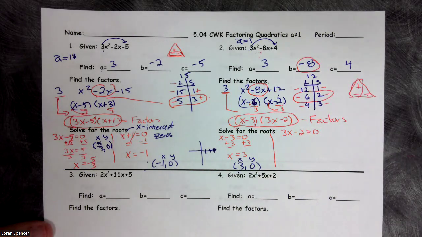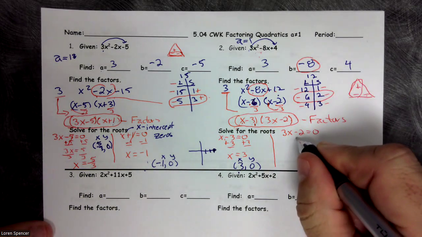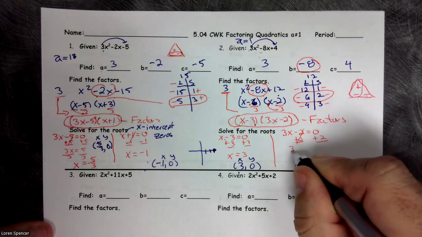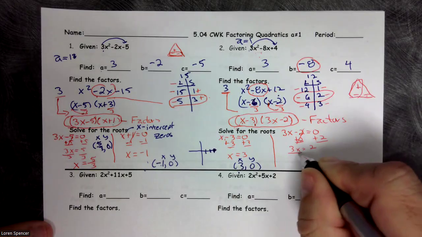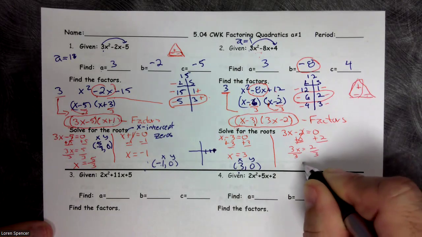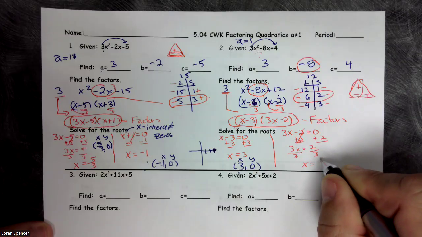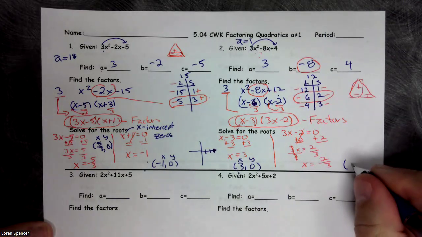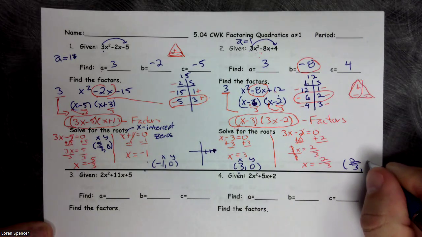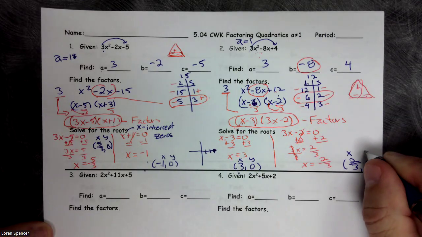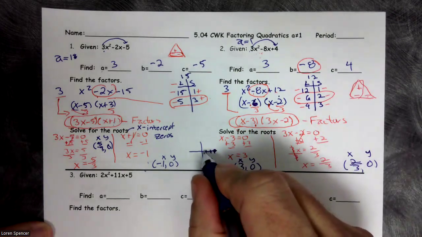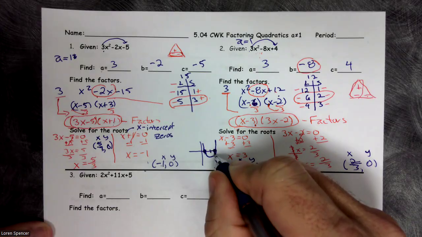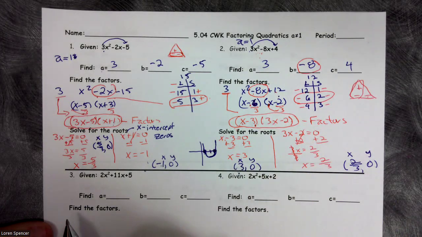The next one, 3x minus 2. If I add 2 to both sides, so I'm solving for x, now I have 3x equals 2. I divide both sides by 3, and I get x equals 2/3. Okay, which means my other root, the other place it crosses the x-axis, is at (2/3, 0). Well, if this is 1, that means that 2/3 is somewhere here. I have a graph that does something like this. That's what that means. Okay?